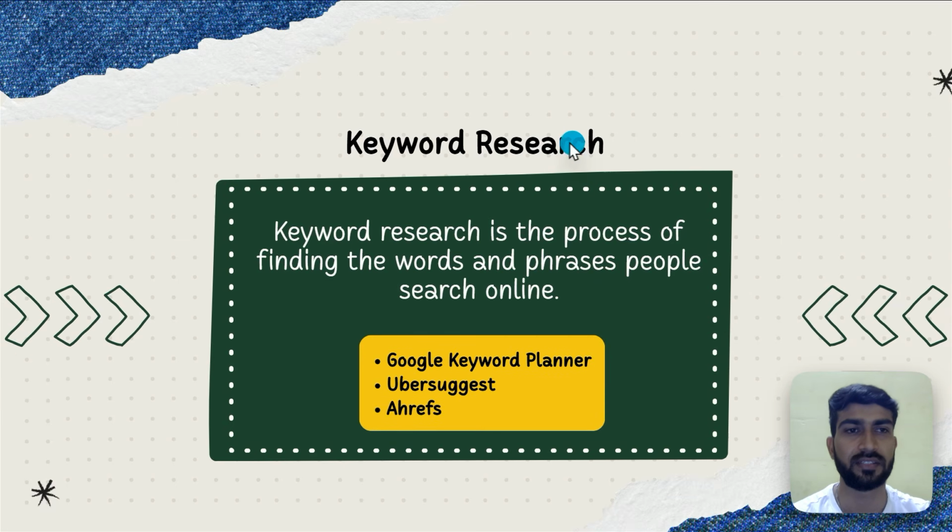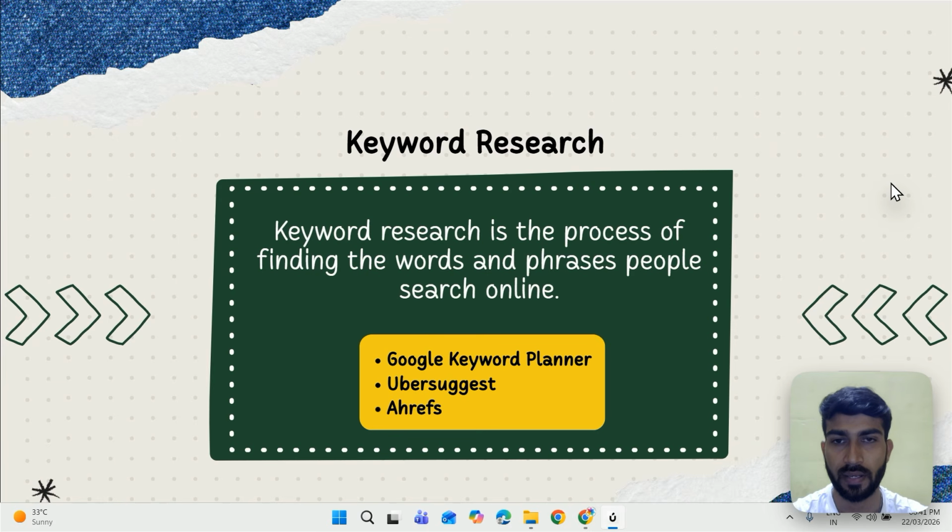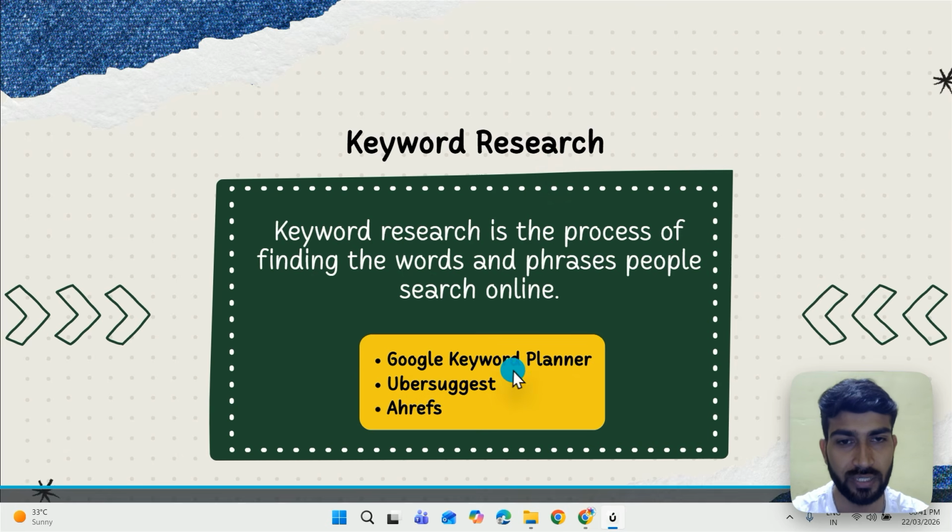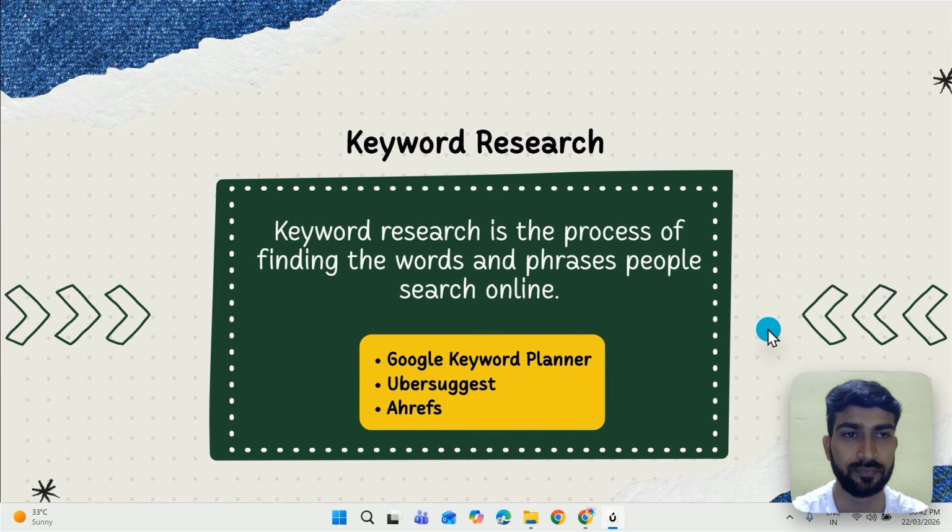Next is keyword research. Keyword research is the process of finding the words and phrases people search online. We have seen this term in the last session as well. We checked Google Keyword Planner, Ahrefs, how to use it, how to do keyword research, right? This is very important because the whole SEO concept relies on keyword research only.